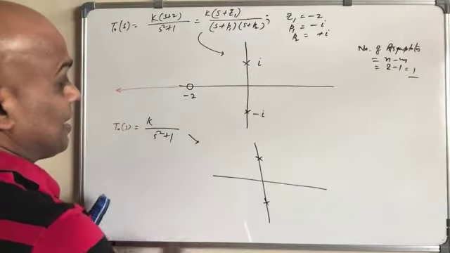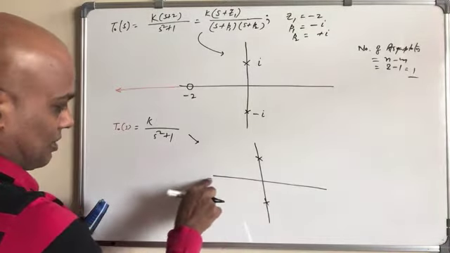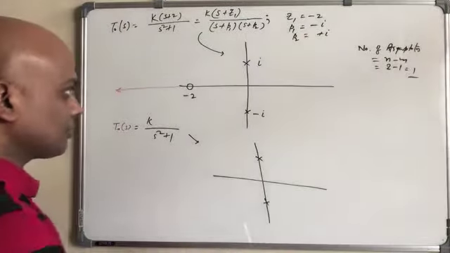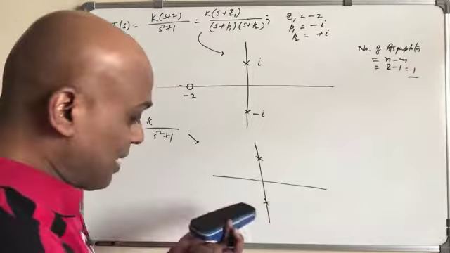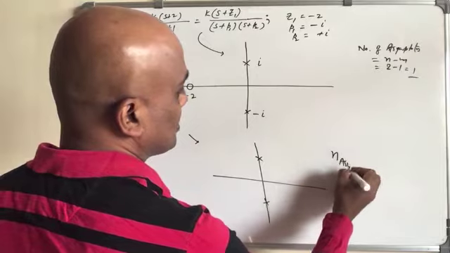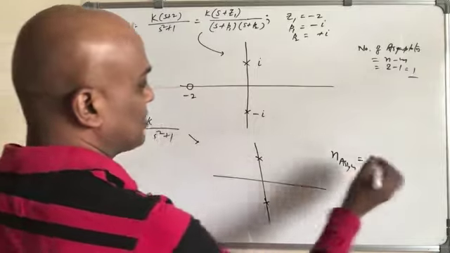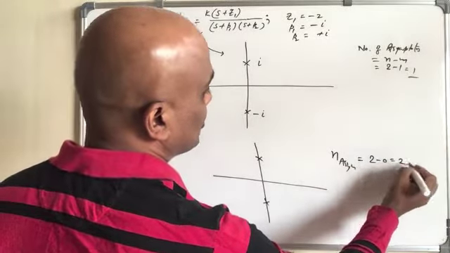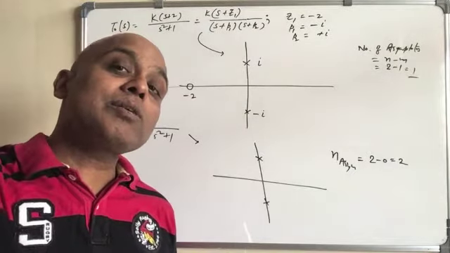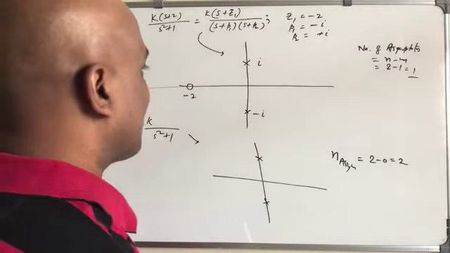On the real axis, there is no root locus. Now the number of asymptotes will be equal to n minus m: m equal to 0, n equal to 2, so 2 minus 0 equal to 2. That really means there are 2 zeros at infinity. Where are those? We have to find out.